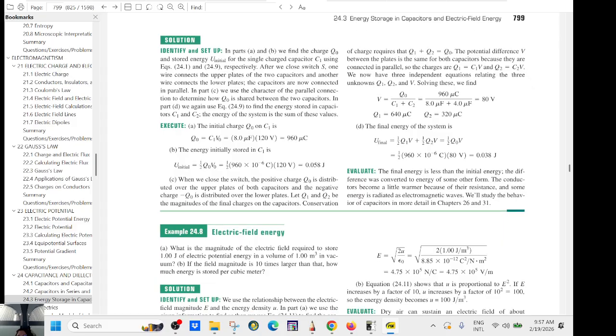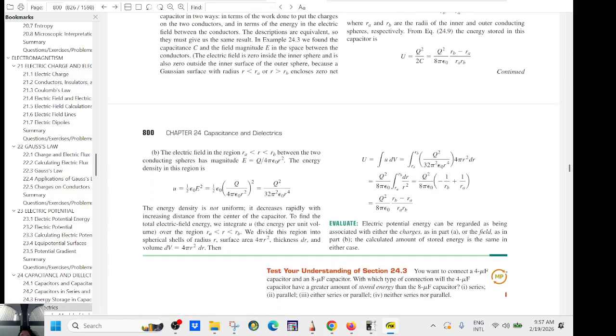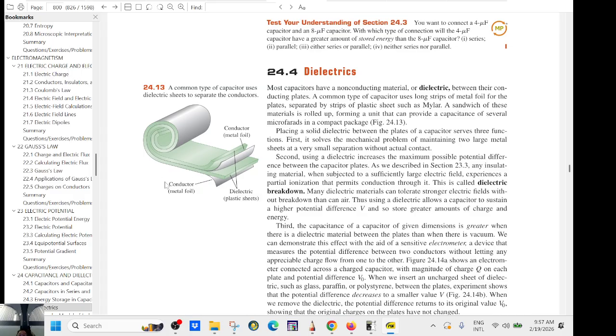And then here you have nice problems. It's a very nice book. And then you have about dielectrics. So you can imagine what a parallel plate capacitor looks like. You need two conductors, and in between you have a dielectric, so an insulator. Then you hold that up, so you increase the area, and you increase the capacitance.